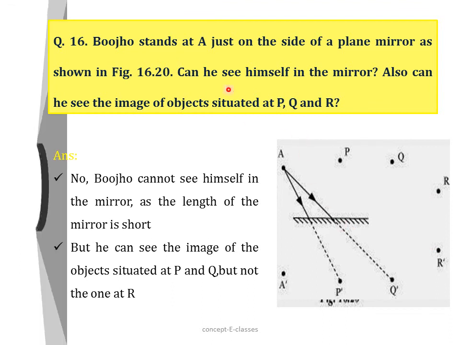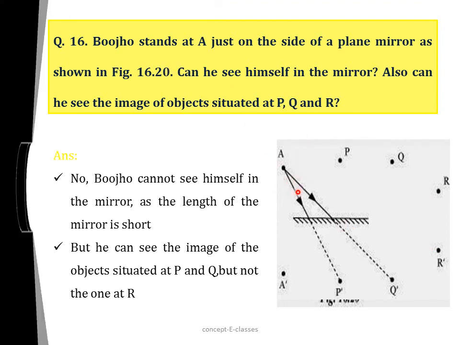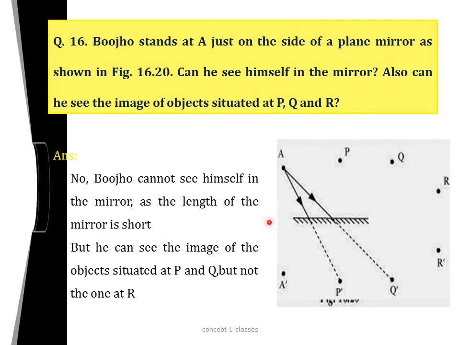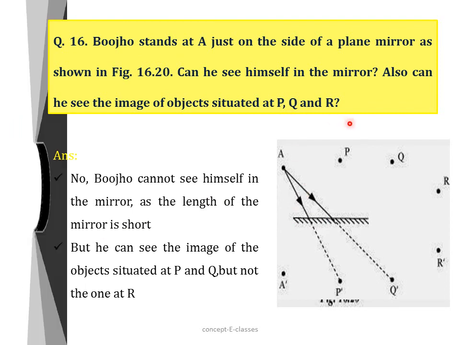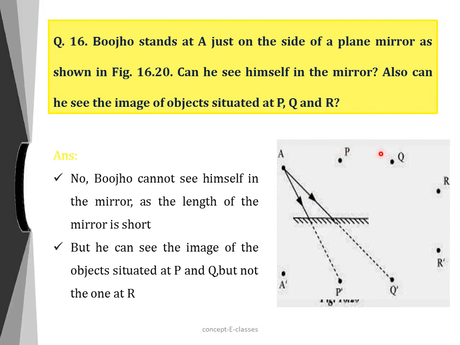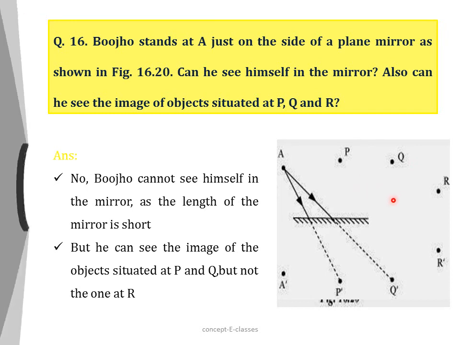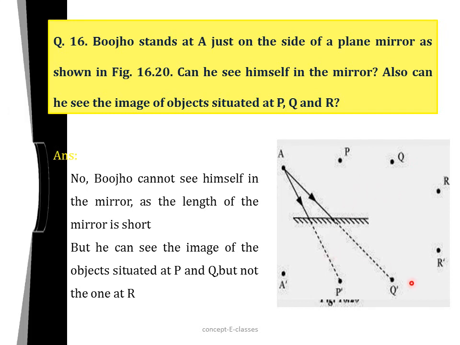Now can Boojho standing at A see his own image? No, he is not able to see his image as the length of the mirror is short. Now can he see the objects situated at P and Q or R? He can see the images of the objects situated at P and Q, but not the one at R.